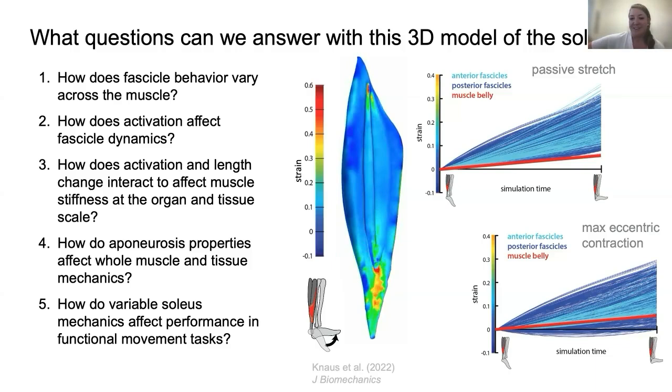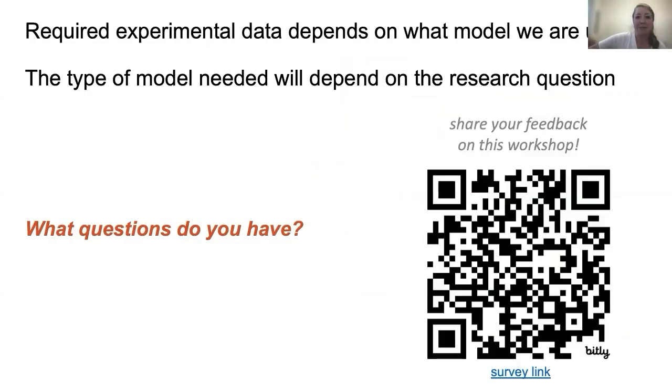So this is an example of a very detailed model where we had specific questions we wanted to answer. But I think we can wrap up with this thought: our required experimental data is really going to depend on what type of model we're using. And the type of model needed is really going to depend on our research question, right? So the level of complexity needed is going to come back to that question.